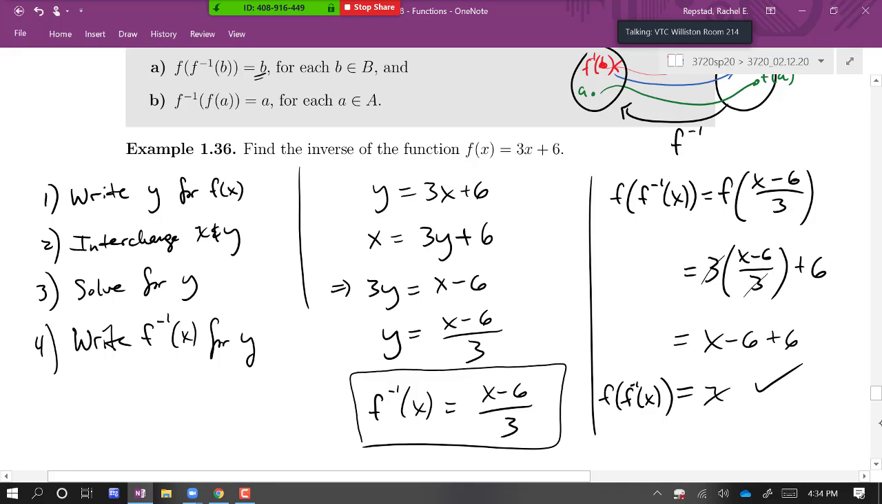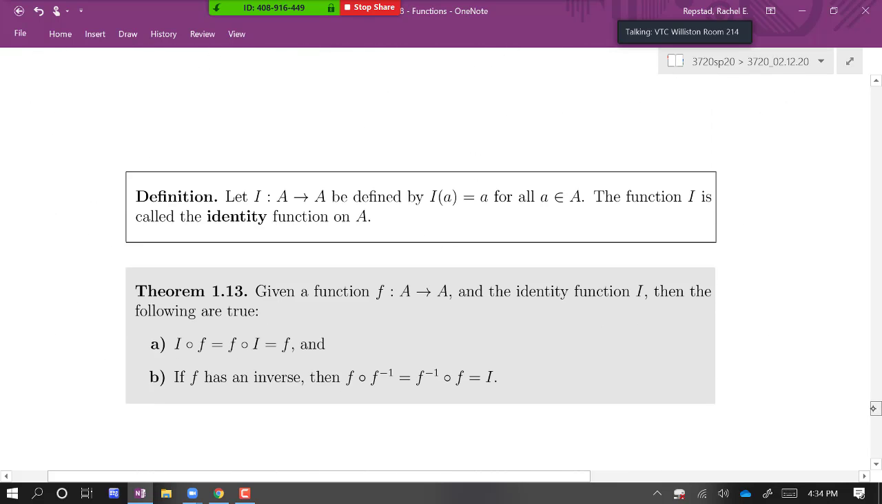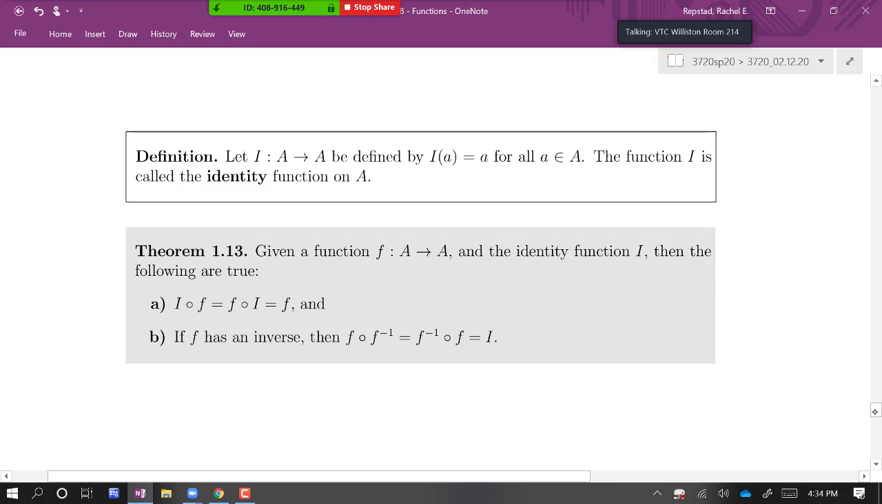Theorem 113 at the bottom of the page. So first, a definition, I guess. The identity function on any set is always the function that just leaves everything alone. So if we call the identity function I, then I of A is always equal to A. It doesn't move anything. That's the identity function.